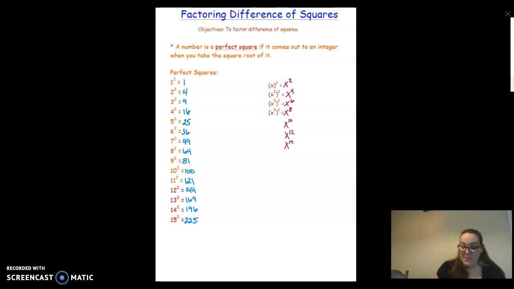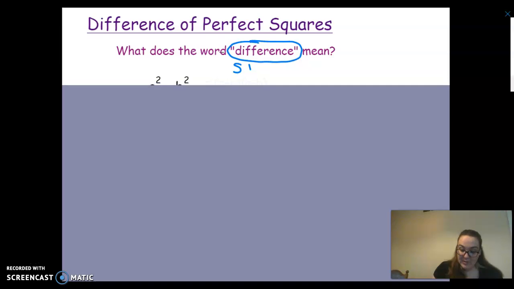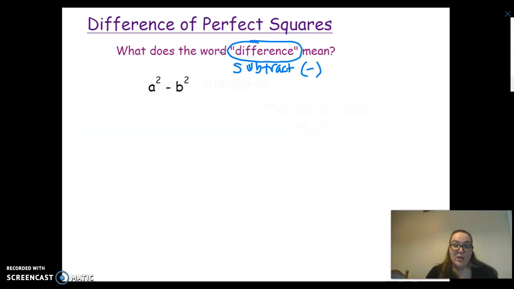Okay, so now to the meat and bones of today. Difference of perfect squares. So the first thing here, it says, what does the word difference mean? Well, difference in math means to subtract. So difference means to subtract, or it means minus. So whenever I see two perfect squares, here's an example, I just put a squared and b squared, pretty simple perfect squares, with a difference or a minus in between.